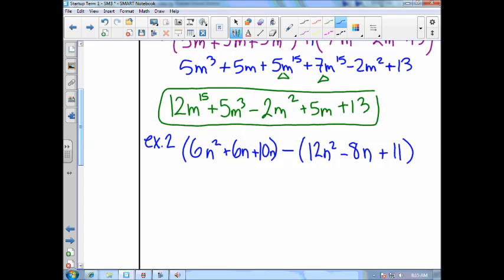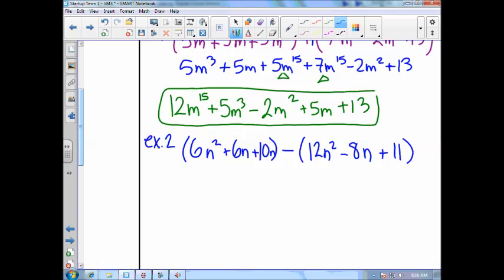Raise your hand if you see what's different about example 2 than example 1. Okay, one person's noticed. Put it up if you notice what's different between example 1 and example 2. What has changed? Take a close look if you don't have your hand up. What has changed? Okay, Allison, what's changed? It's a subtraction problem. Good, we're subtracting a polynomial.